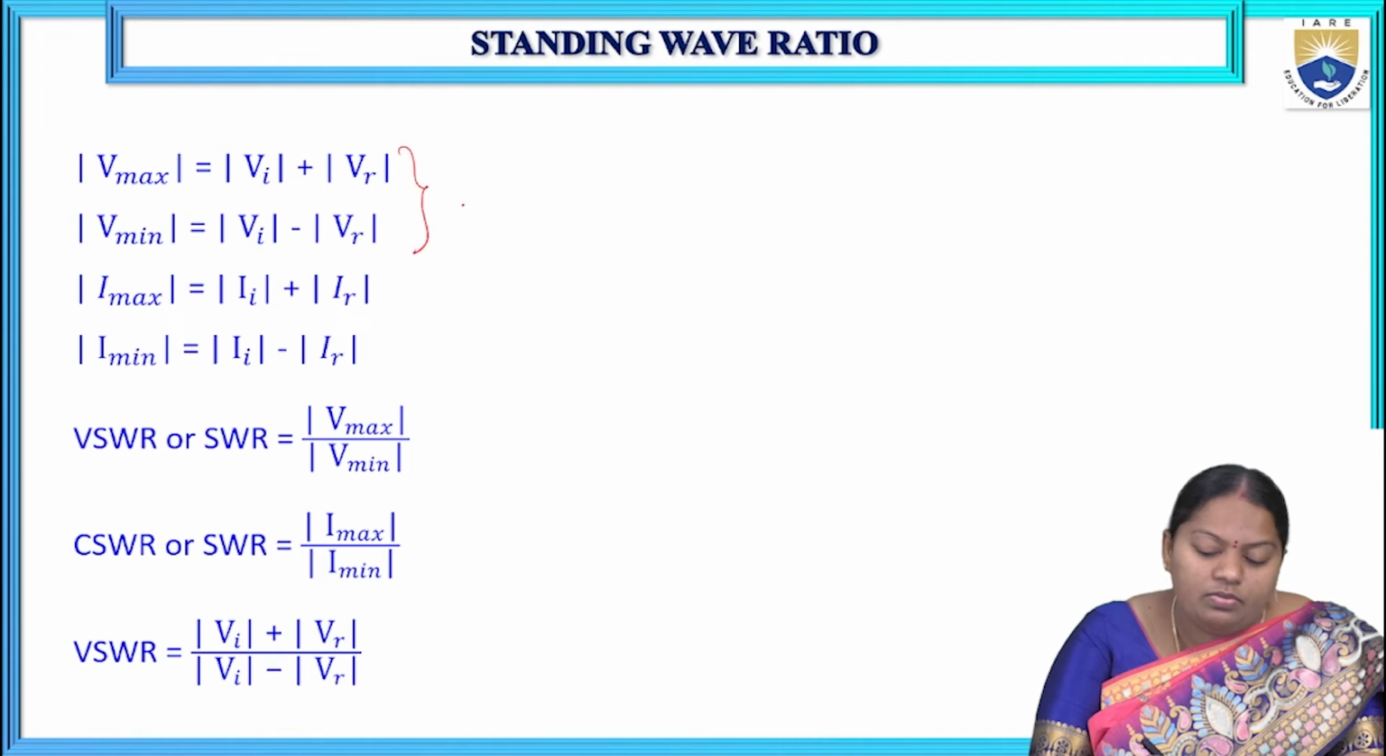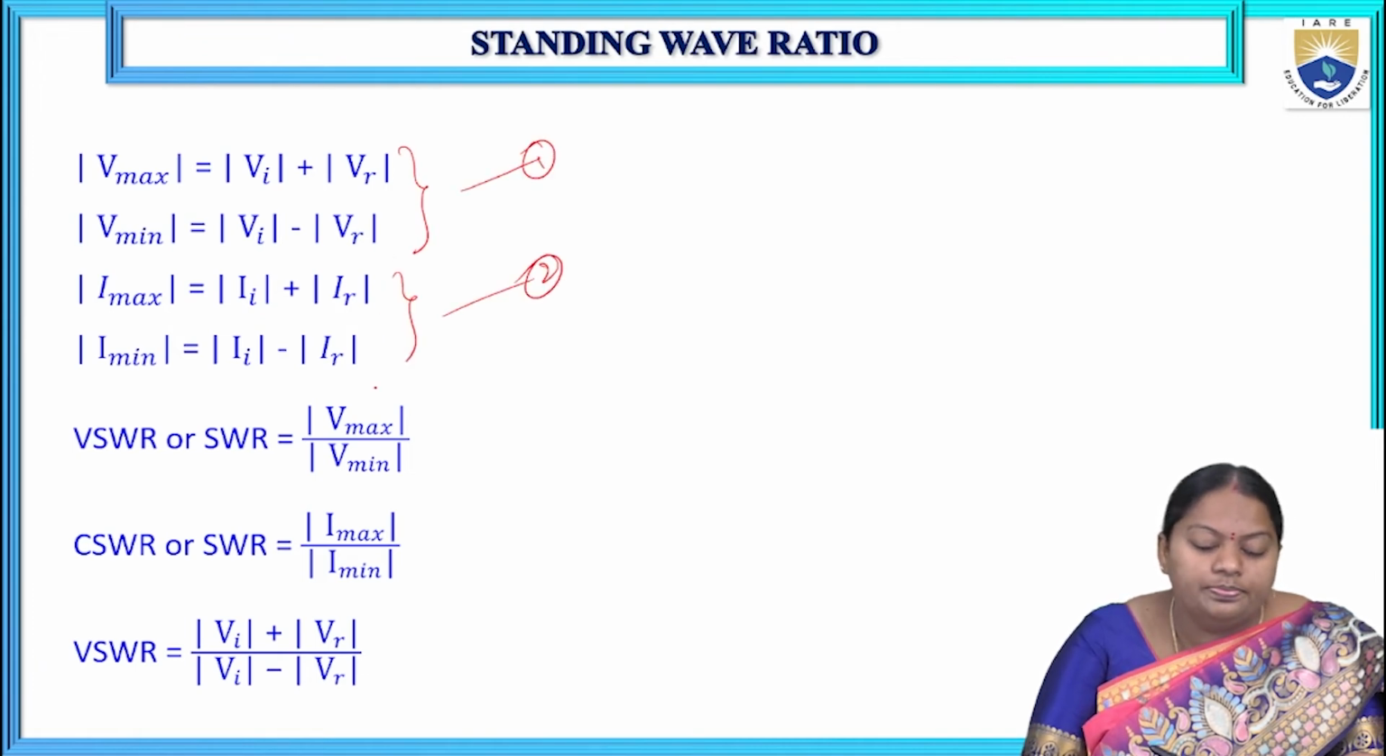So similarly, if you consider this as equation number 1, and these two as number 2, depending upon V max and V minimum, now we are going to consider the next two cases, I max and I minimum. So I max is equal to II plus IR, and I minimum is equal to II minus IR.